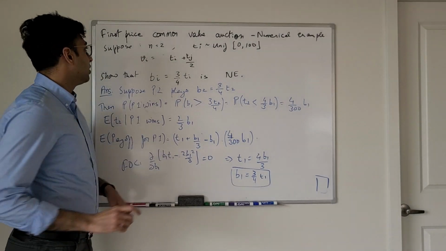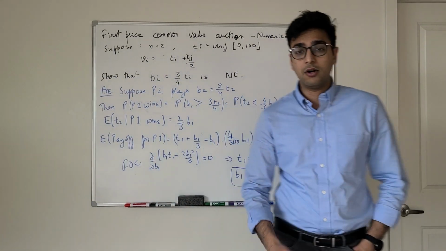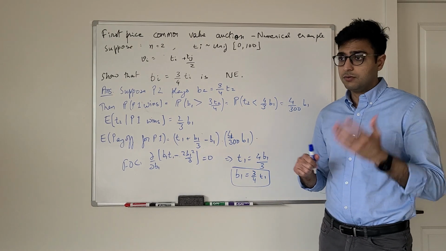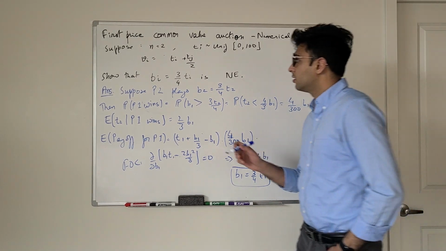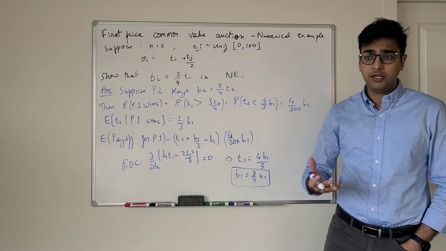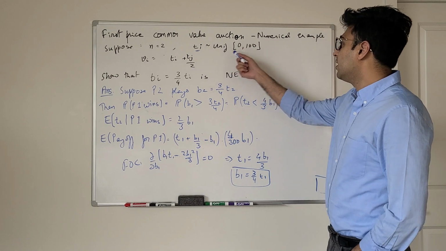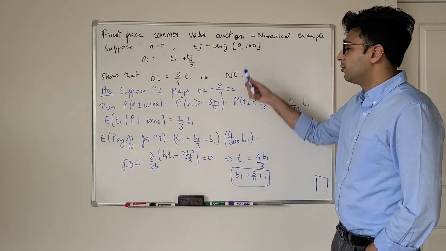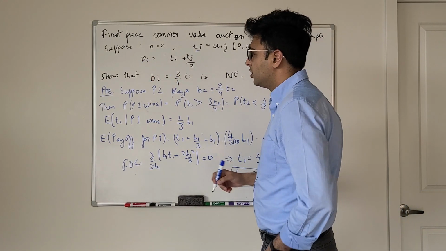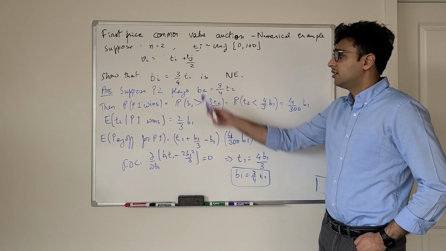So in this video, we're going to do a numerical example of a first price common value auction. Let's suppose again that there are two people bidding on the good. Ti is a signal that is generated for each of them, and for each of them, for i equals 1 and 2, Ti is generated from a uniform distribution between 0 and 100. Vi, which is person i's valuation, is equal to (Ti + Tj) divided by 2.